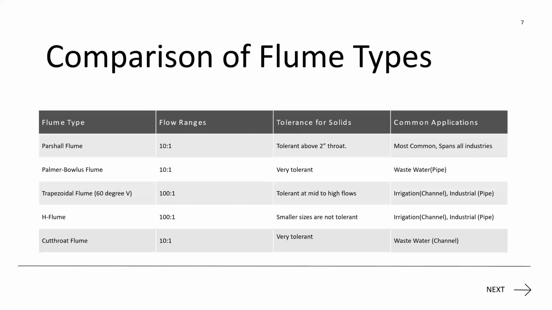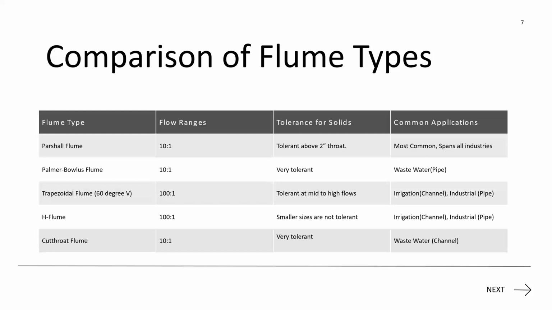Palmer Bowluses are the same. The flumes that you're going to look at for really low flows are going to be your trapezoidal, typically a 60-degree V, or an H flume. Those allow you to get down into about 1 gallon per minute or even tenths of a gallon per minute, as opposed to some of these other ones, which are good for, depending on the size, a more broad range of flows.